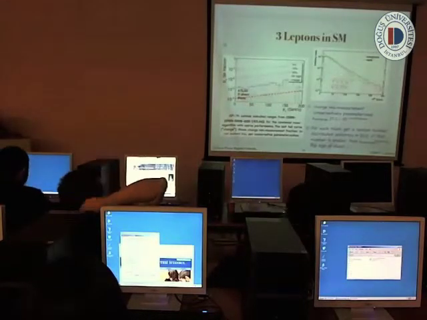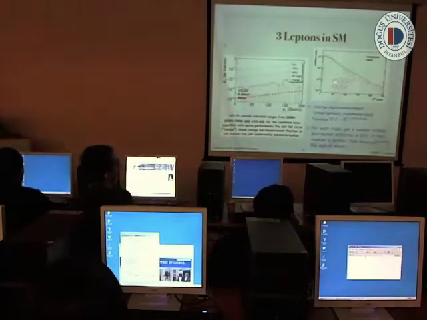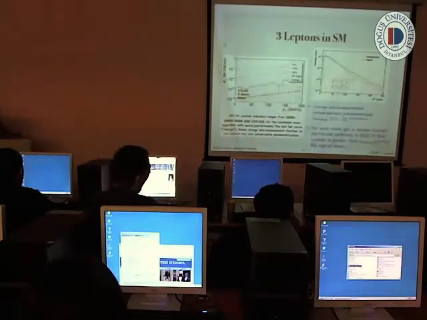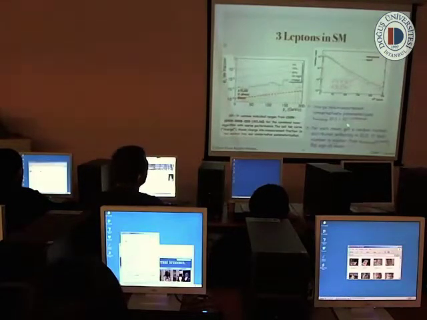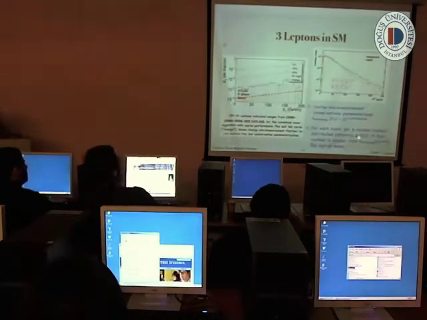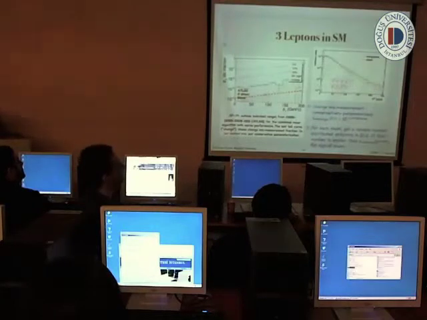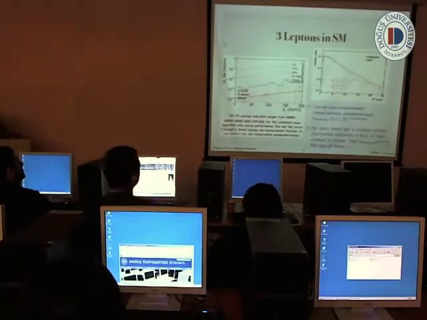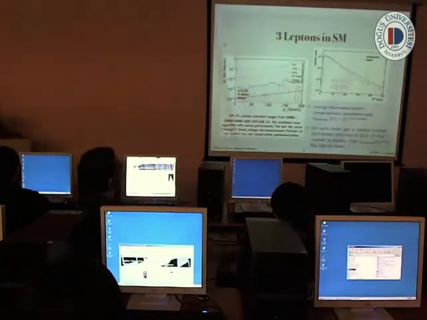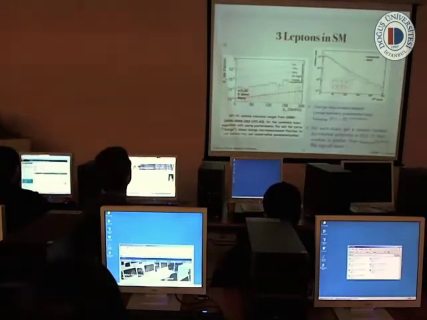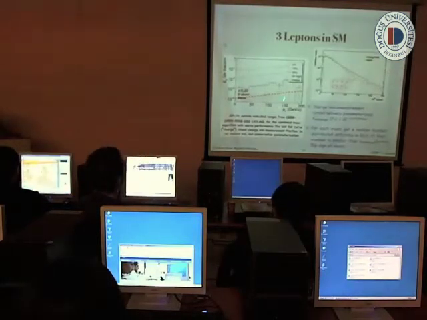Every time I generate a standard model event which has three leptons and a neutrino, for each of the leptons, I roll a random number distributed uniformly between 0 and 1. If that random number is smaller than this charge rate, I just flip the charge of the particle. Okay? So very easy.